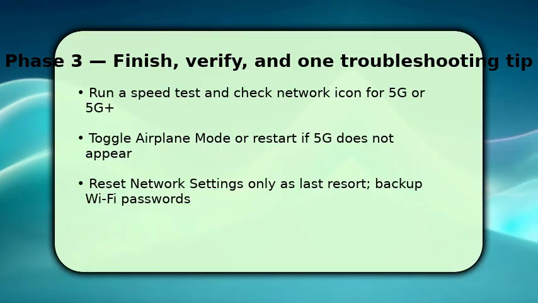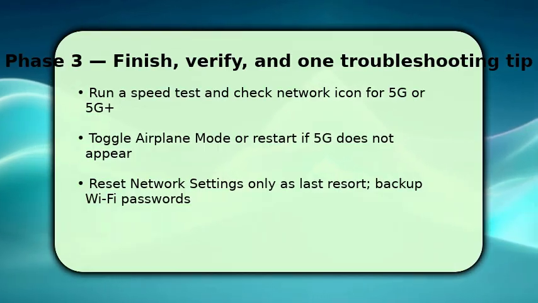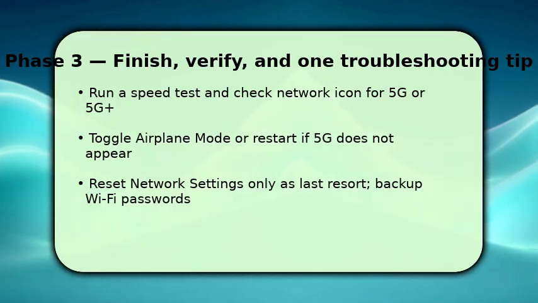Troubleshooting tip. If 5G fails in one location, move outdoors or nearer a window to rule out signal obstruction.